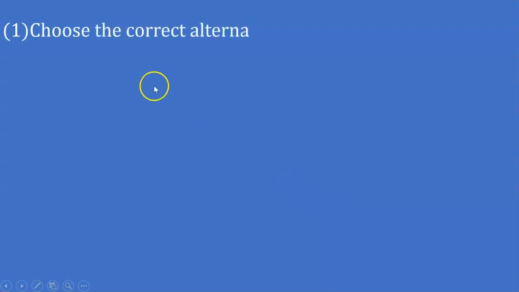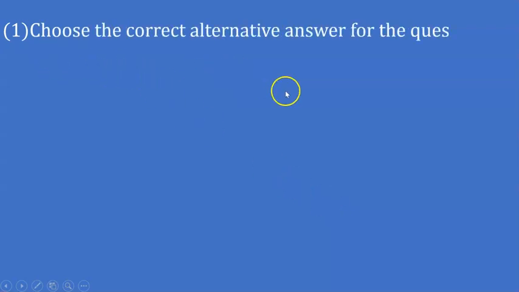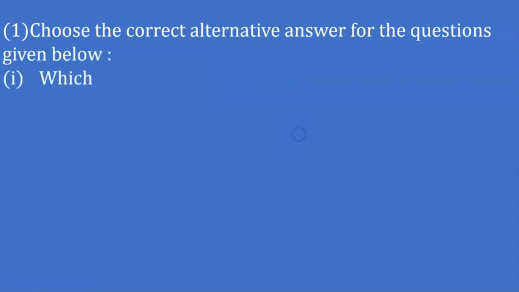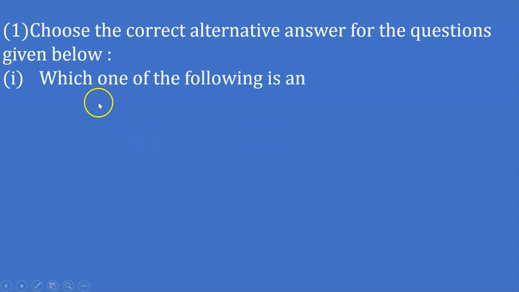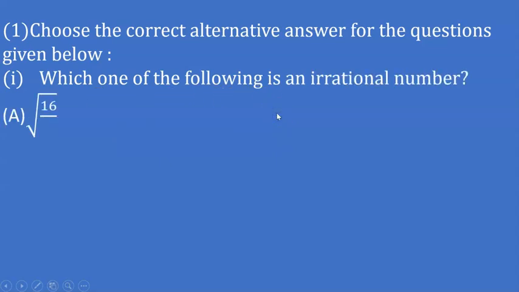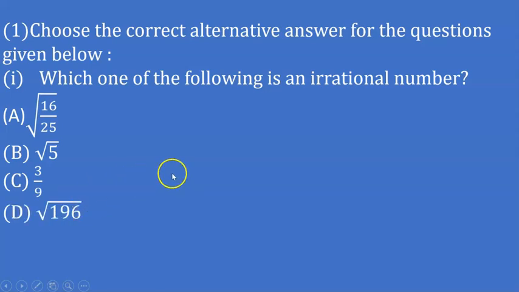First example. Now choose the correct alternative answer for the questions given below. First, which one of the following is an irrational number? A is root of 16 upon 25, B root 5, C 3 by 9 and D root of 196. And here the answer is B. Root 5 is an irrational number.